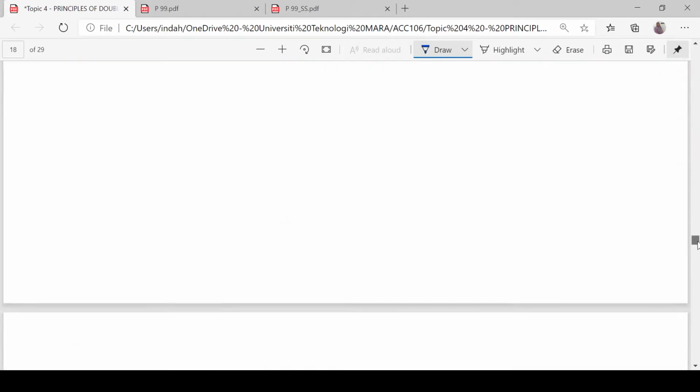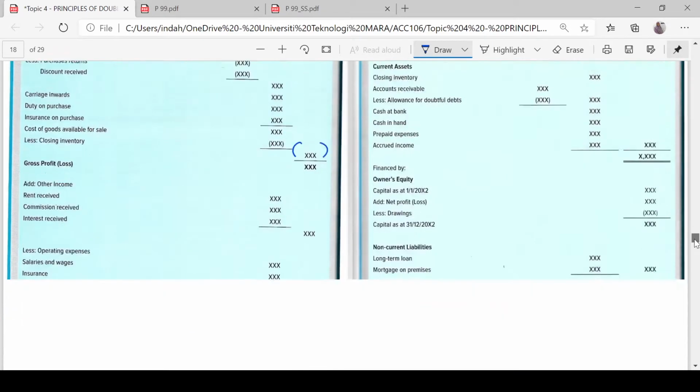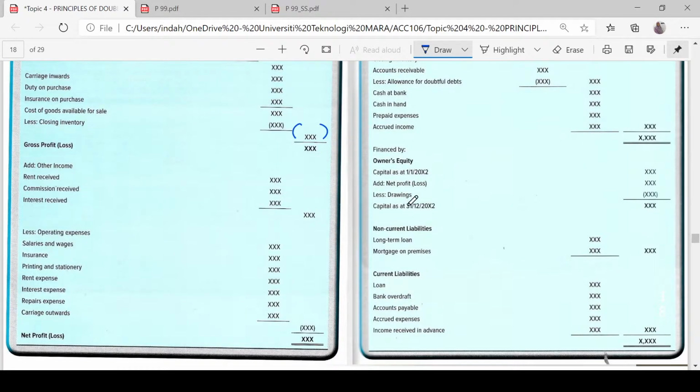What about the statement of financial position? We have non-current asset and current asset, so this is total asset. Then financed by owner's equity, non-current liability, and current liability. This is the total for equity and liability, whereas the total here is for total asset.